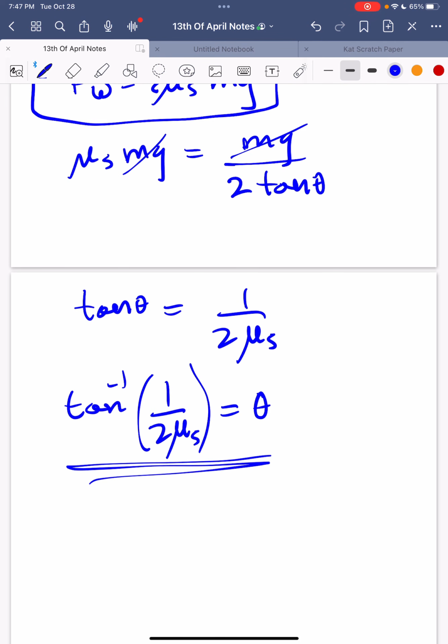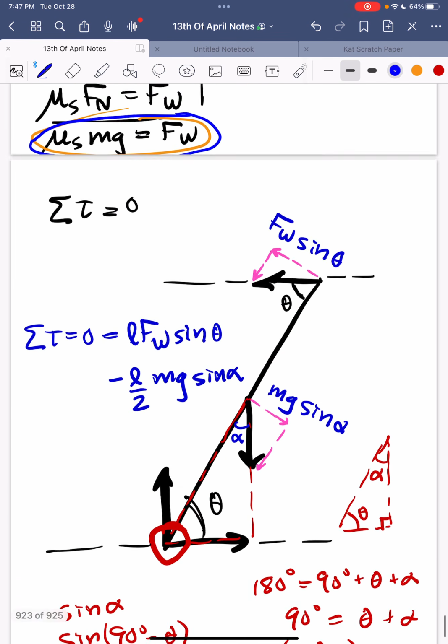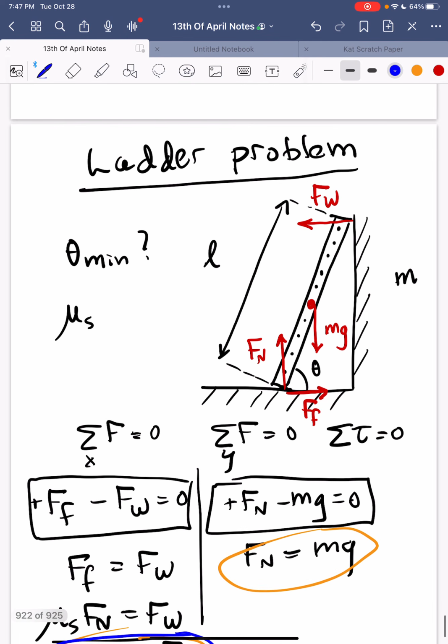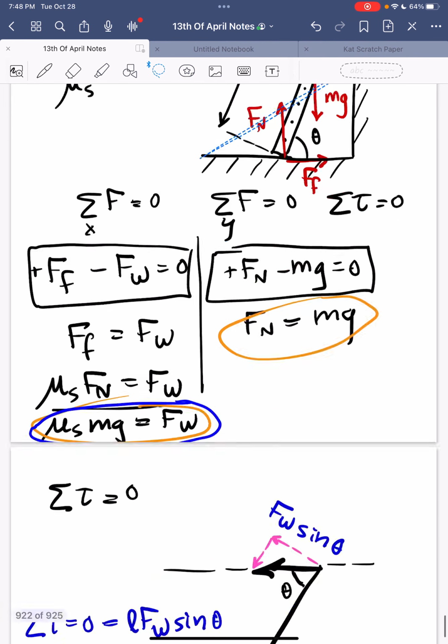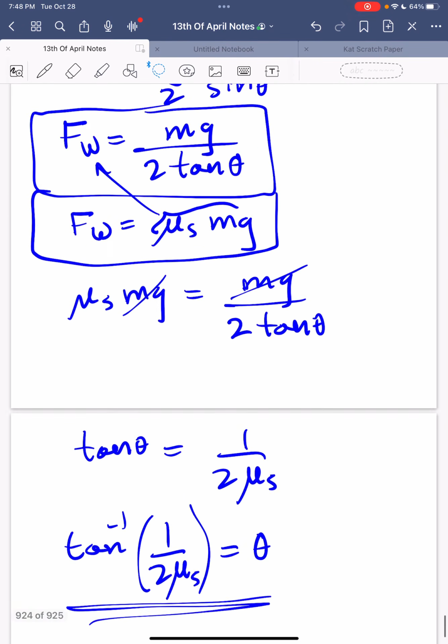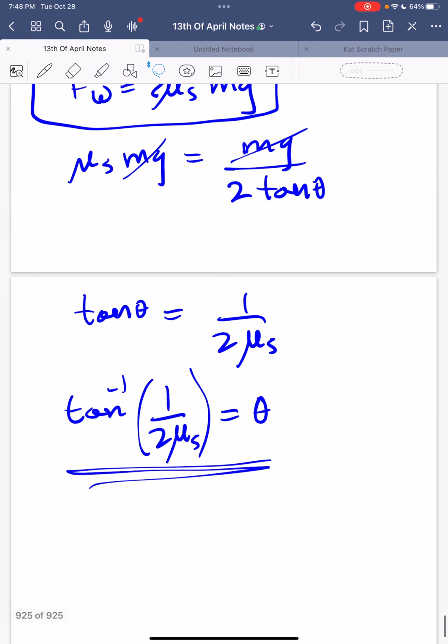And as long as the angle is like this and doesn't get smaller, then the ladder won't slip. The ladder will not slip as long as that angle doesn't get smaller than that. So I want a big angle. In other words, I want the ladder pretty close to the height of the wall. But if I start to tilt it more like that, where theta becomes smaller and smaller, it's going to slip. So my minimum angle is something given by this equation here.